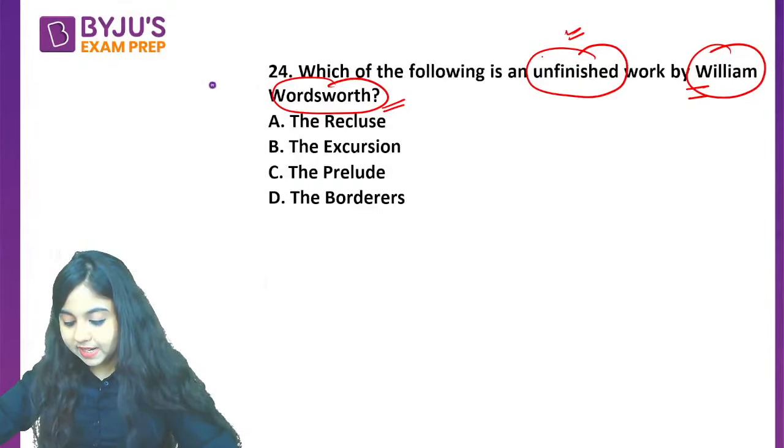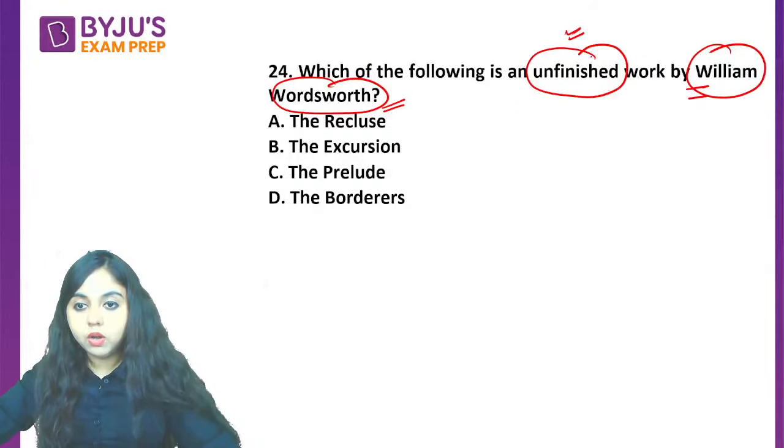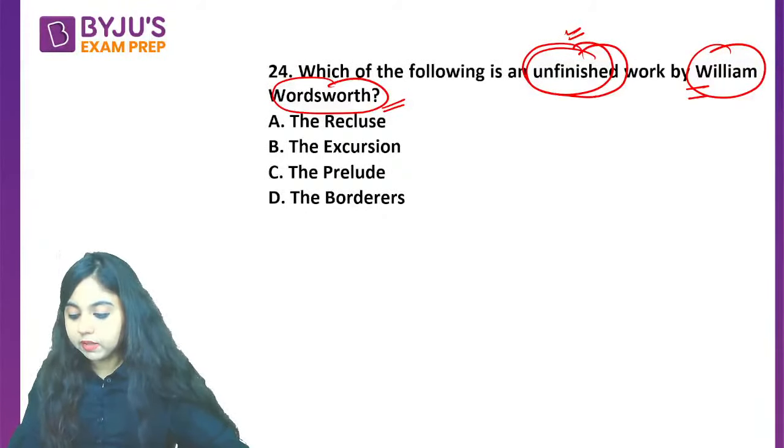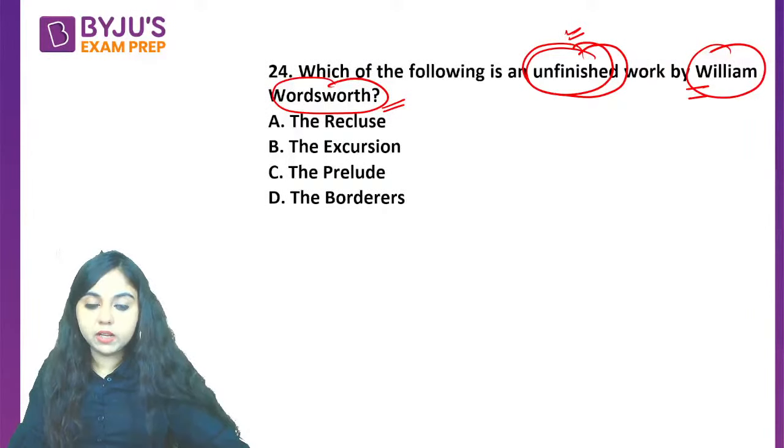Yes, Imlay is the right answer. Very good, Babita. Very nice. Which is the unfinished work that we are talking about? Yes, absolutely right. Recluse is the unfinished work. Bharat, Anna, everybody got it right. Very good. Anna was the first person to get it right. So this is The Recluse.